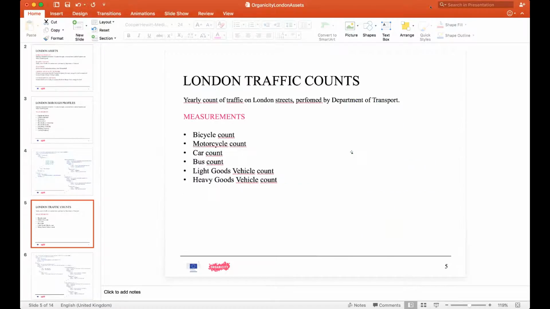Moving on to the traffic counts. And now I change slides. Did you also change slides? Yes. Okay, so that probably works now.